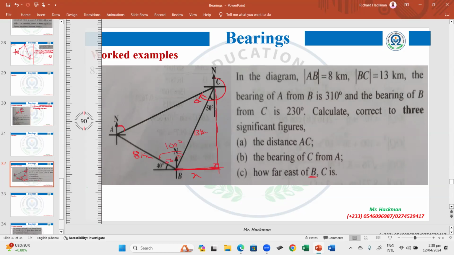So 230 plus this theta. When you add it, obviously you have exceeded 180. So your final result, which will be the whole of this, you subtract 180 from it, and that will give you your bearing of C from A. All correct.